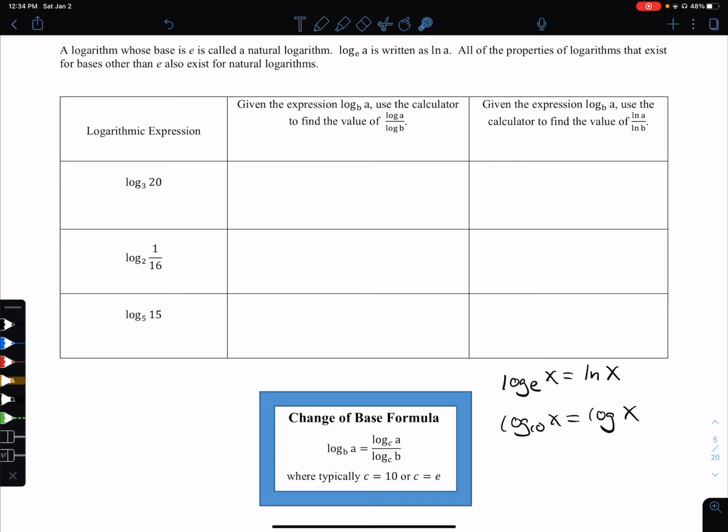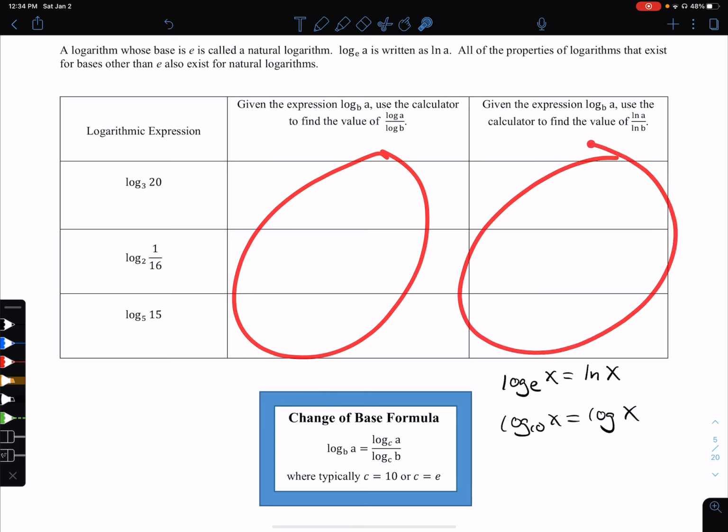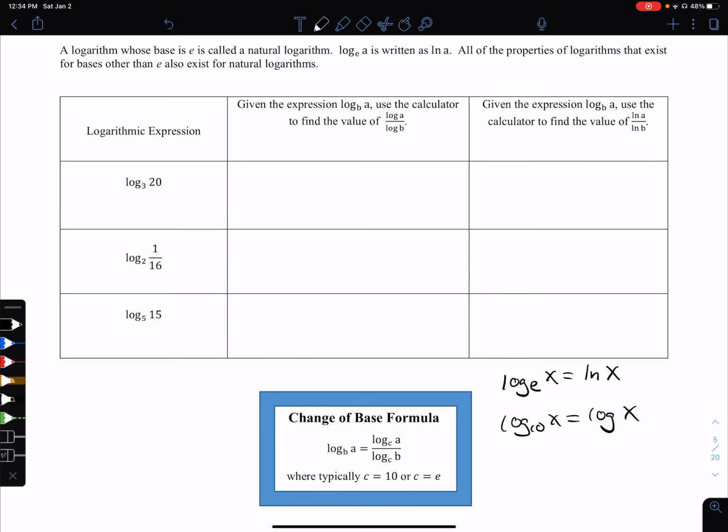So we're supposed to use this change of base formula for these here, and in this column, use common log, and in this column, use natural log. So this first one would be common log of 20 over common log of 3. Using natural log, we would have natural log of 20 over natural log of 3. And in both cases, our calculator would give us the answer of 2.727.